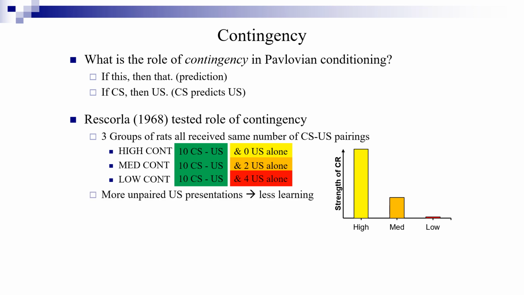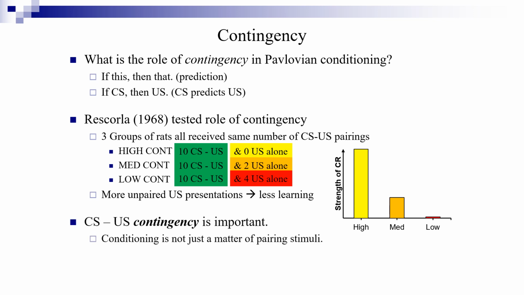So in general, more unpaired US presentations yields less learning because the US is sometimes occurring without the CS, so the US isn't as contingent on the CS, so there's less learning that occurs in general. And what this tells us overall is that the CS-US contingency is important. Conditioning isn't just a matter of pairing stimuli, it's also a matter of whether the US occurs outside of the presence of the CS. That matters as well.